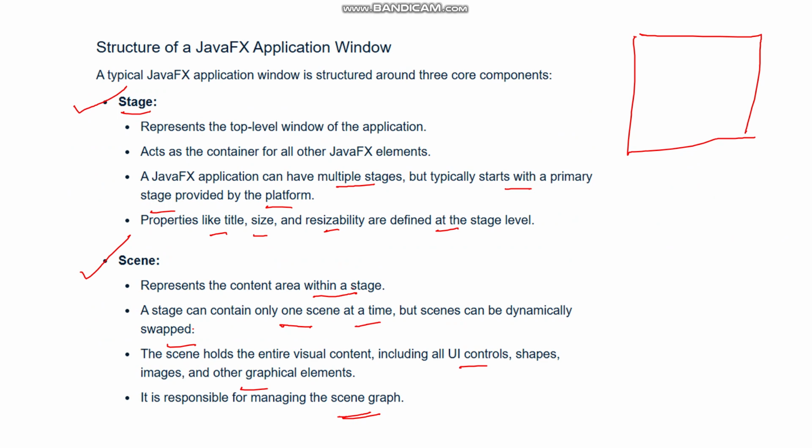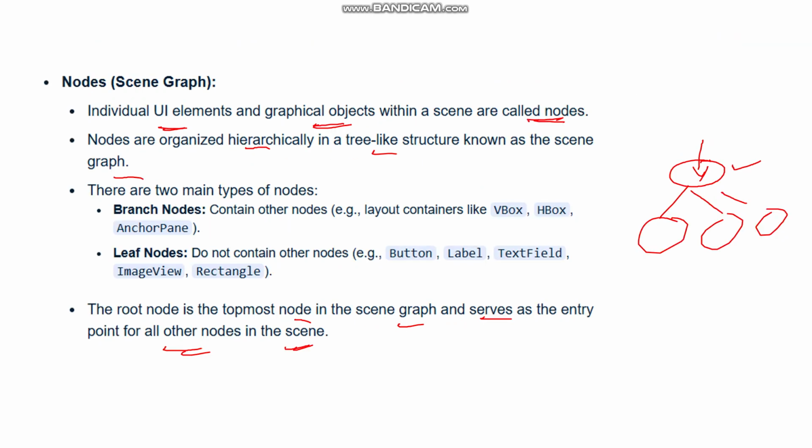If you have a JavaFX application window, it contains mainly three components only. The first one is the stage, the second one is the scene, and the third one is the nodes.